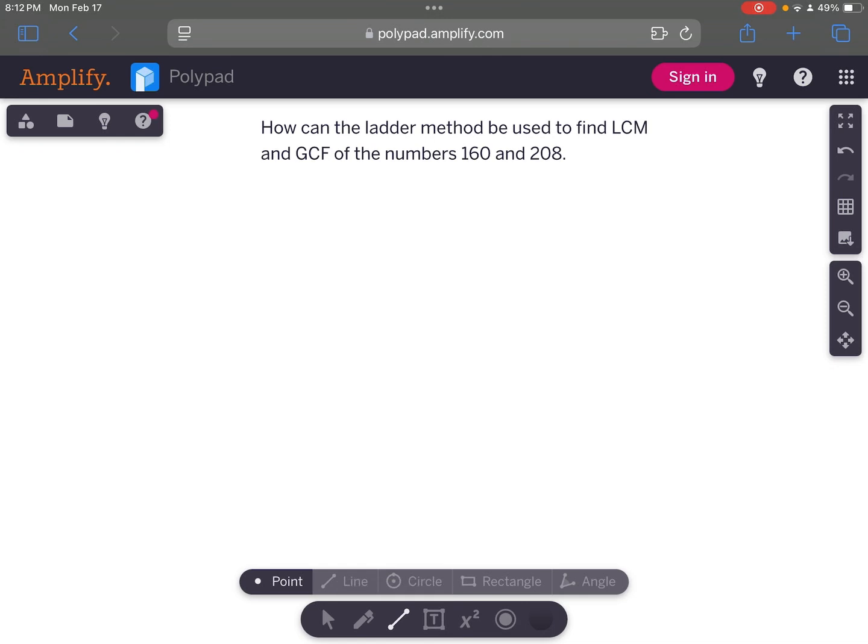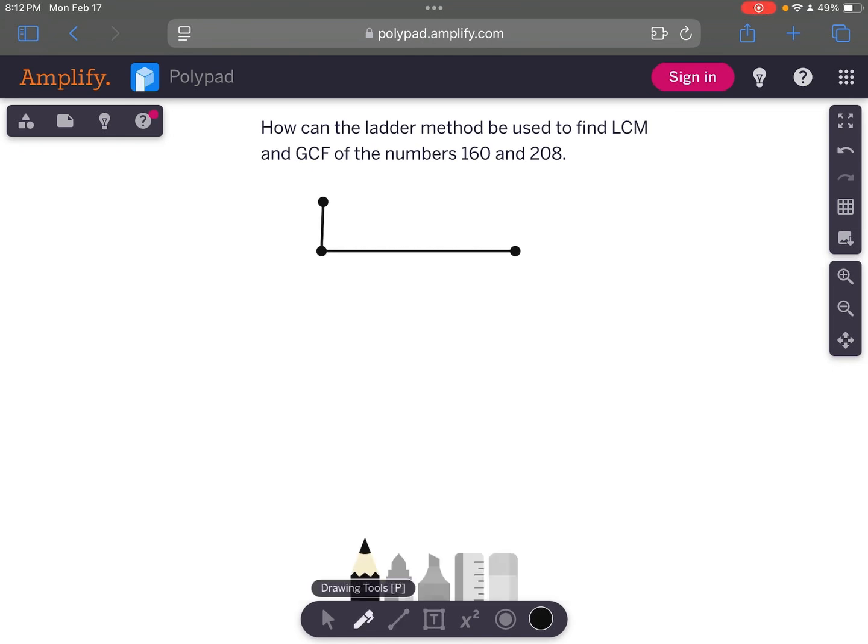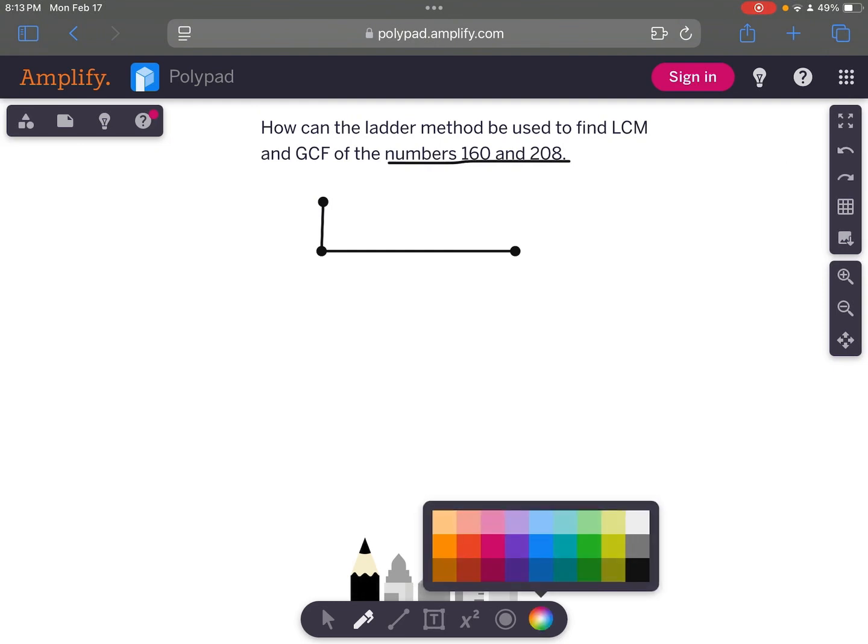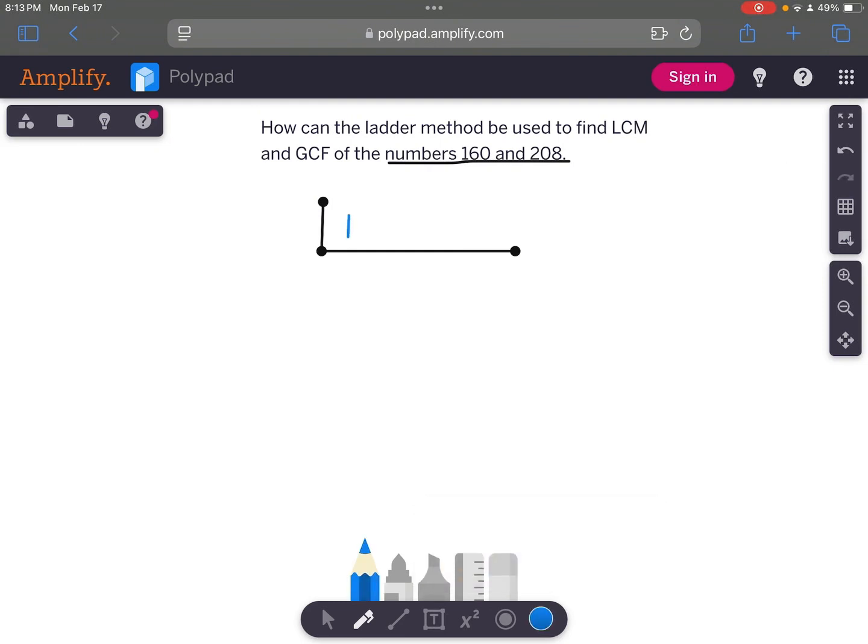So I'm going to start by building my ladder. Okay, we're going to start right here and right there. In this, we are going to put the numbers we're trying to solve for. So 160 and 208.